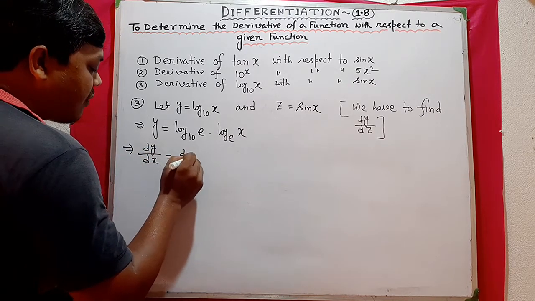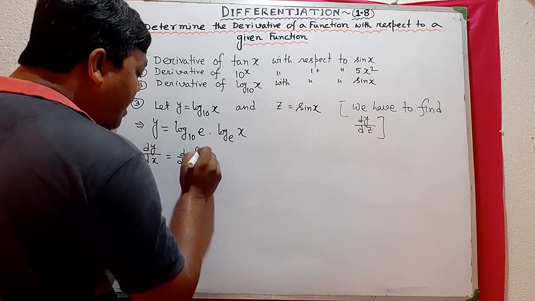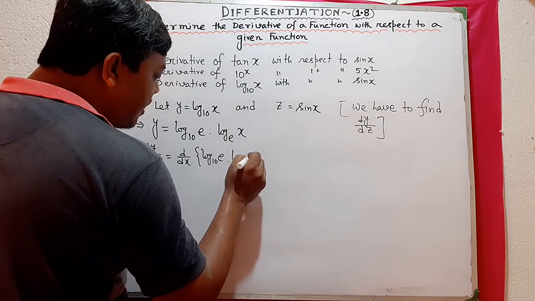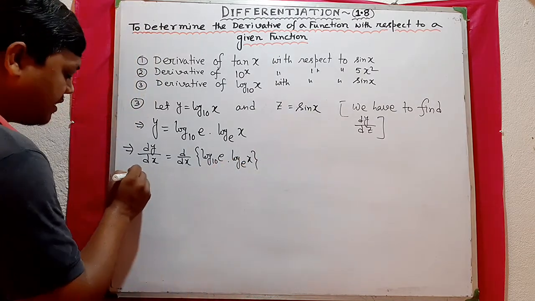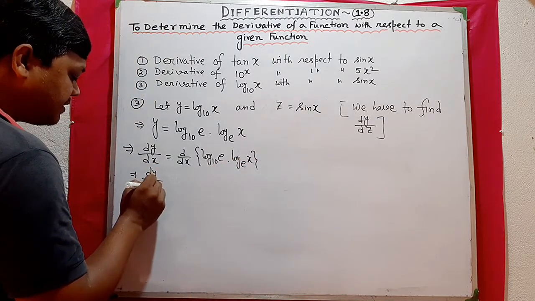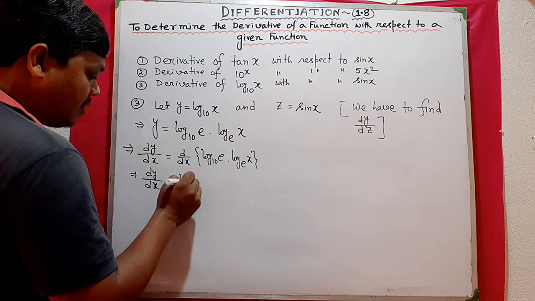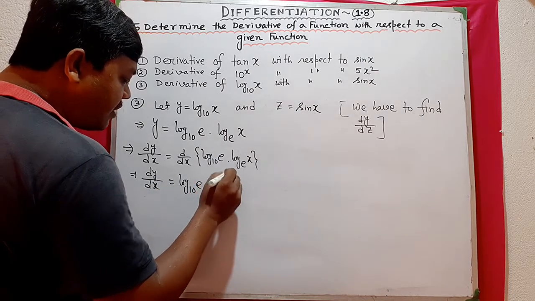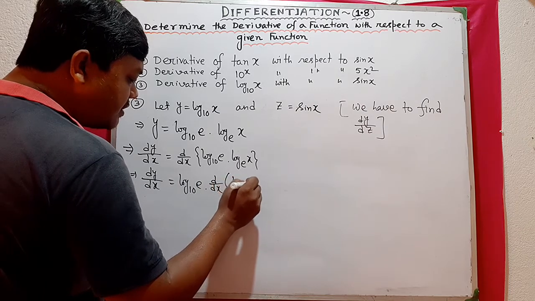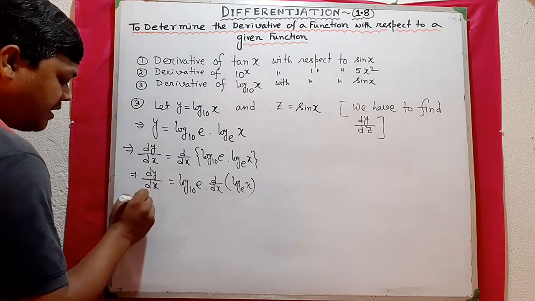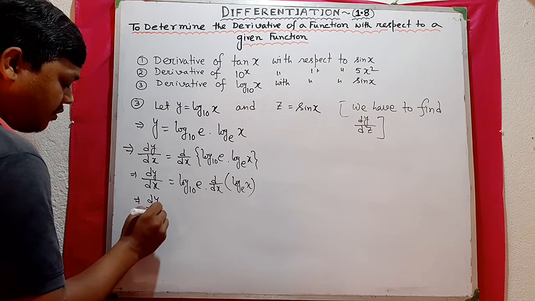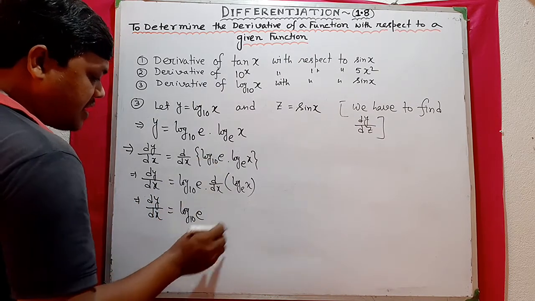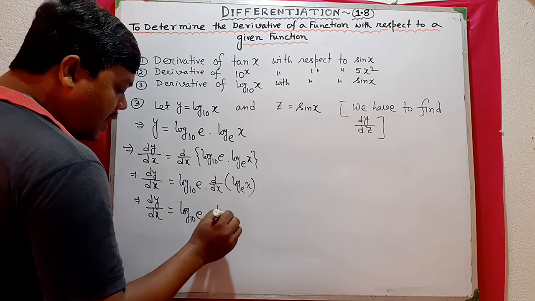So d/dx of, this is the constant part, log 10 base e, log x base e. So dy/dx equals log 10 base e, d/dx of log x, this is our standard result. So dy/dx equals log 10 base e into 1 by x.